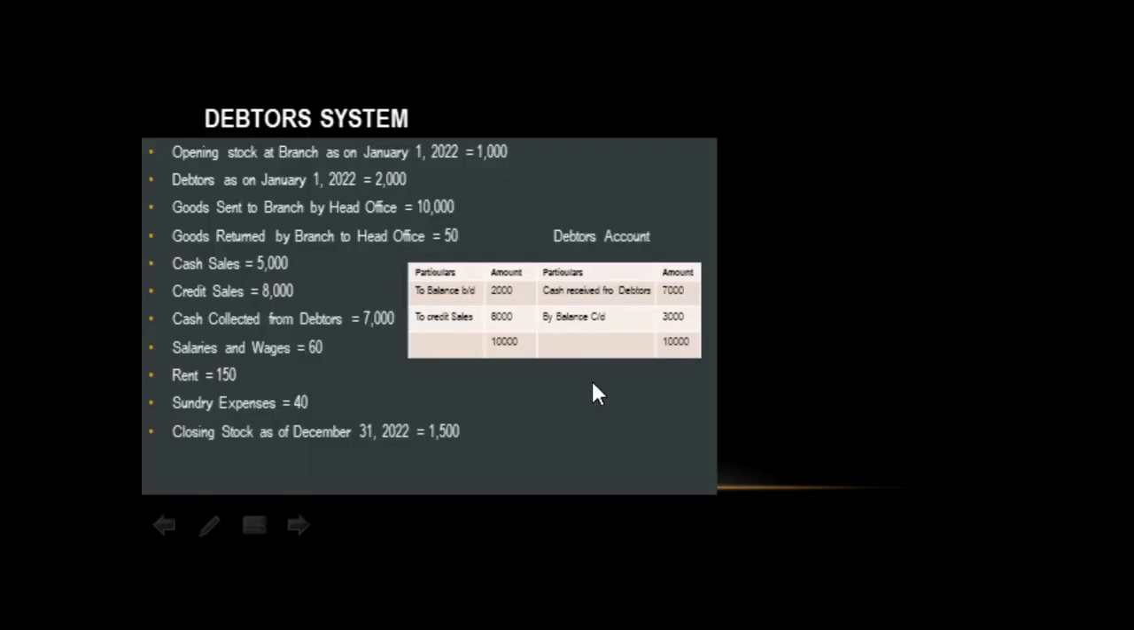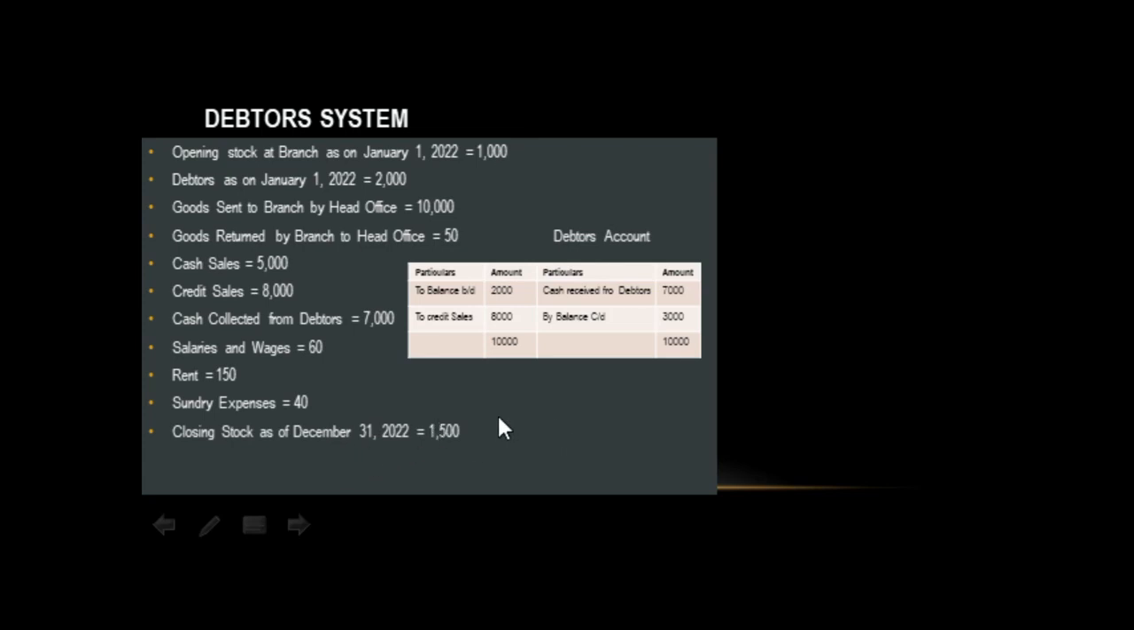This is a format. We will be seeing one sum. Opening stock is there, debtors are there, goods sent to head office and goods returned to head office are there, cash sales, credit sales, collection from debtors, wages, rent, sundry expenses, and closing stock are there.